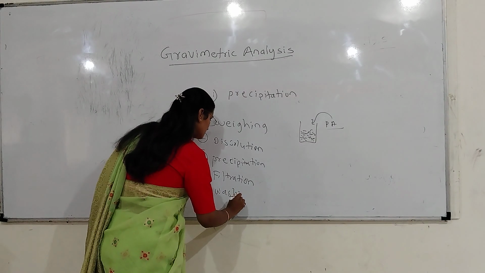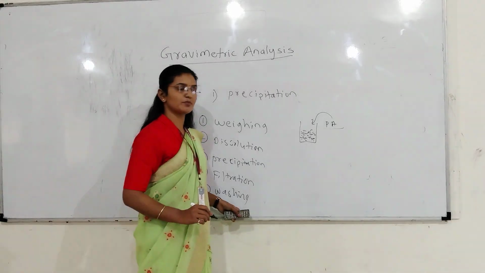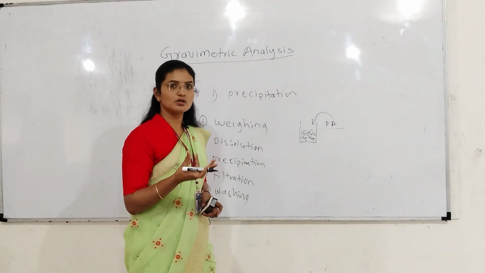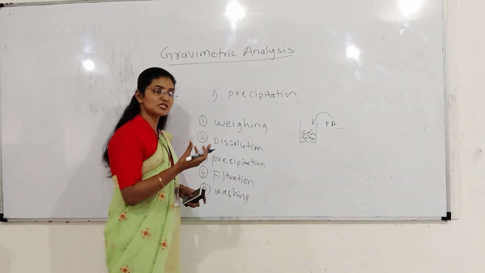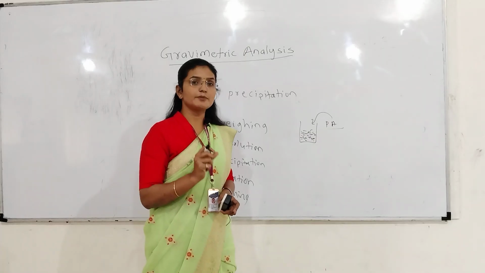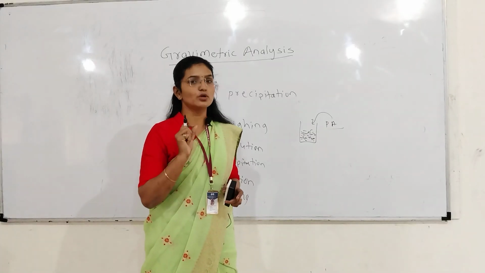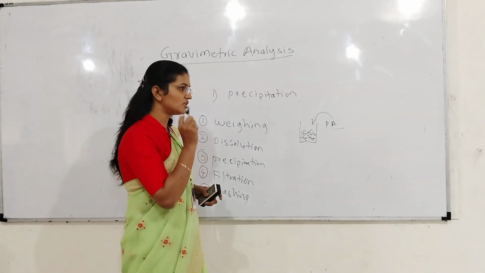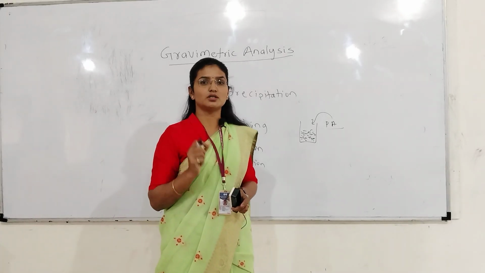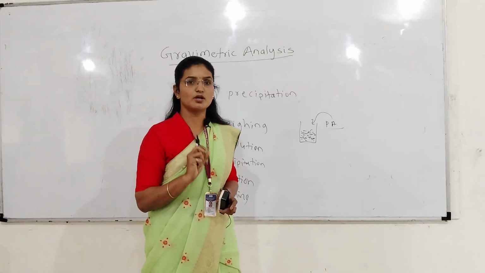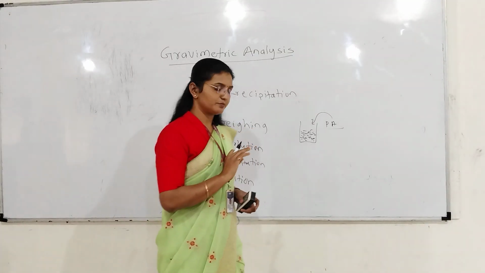After filtration, the next step is washing. Washing is the fifth step. After filtration, you get the precipitate separated out. You have to wash your precipitate in order to remove the soluble impurities. For the washing purpose, you can use hot water or cold water or any other organic solvent which is suitable for your sample.